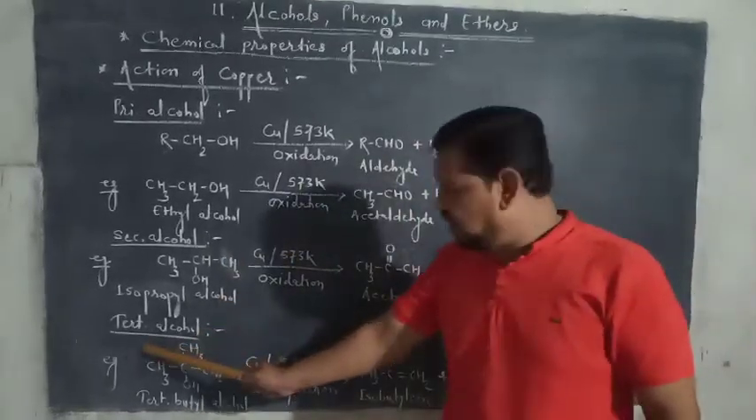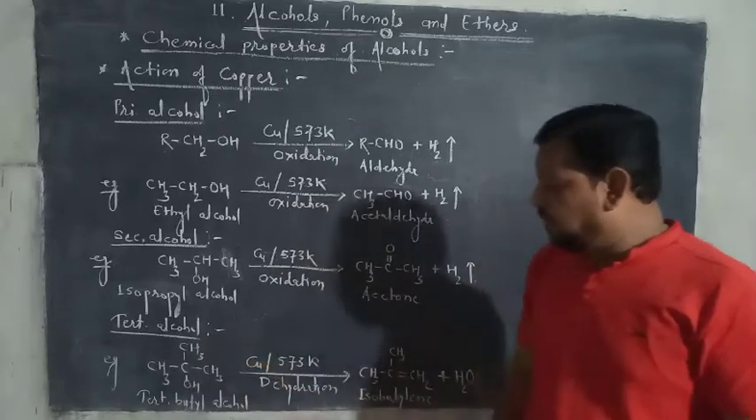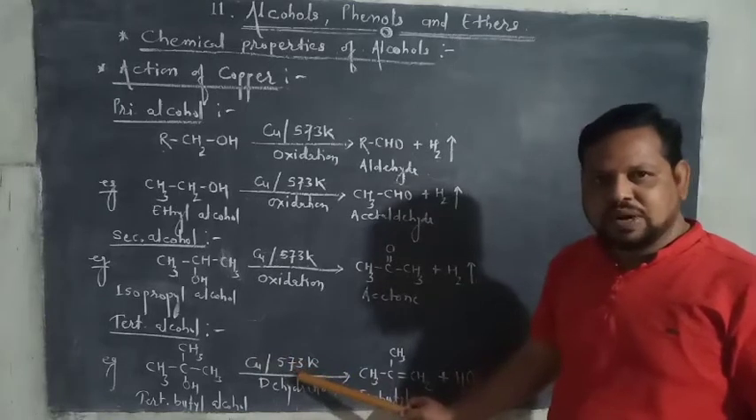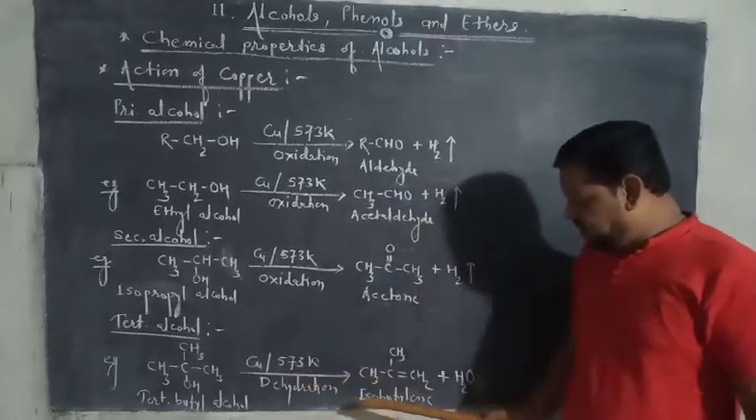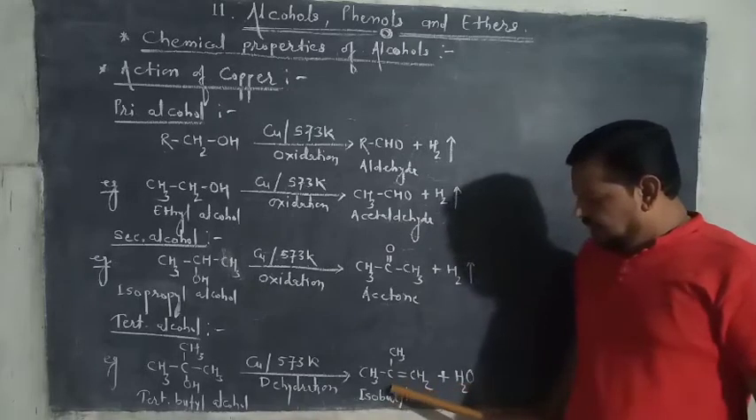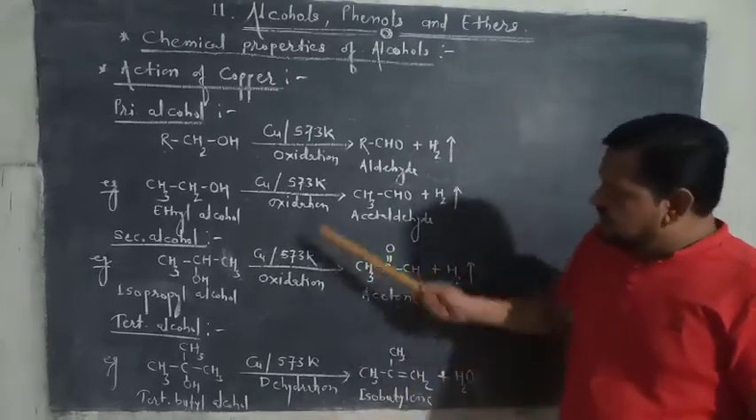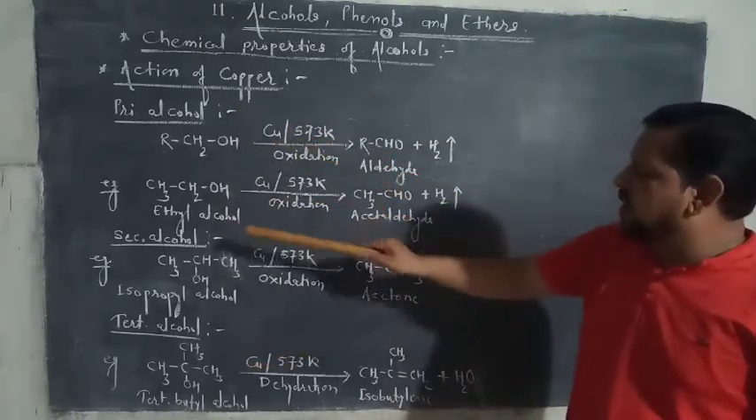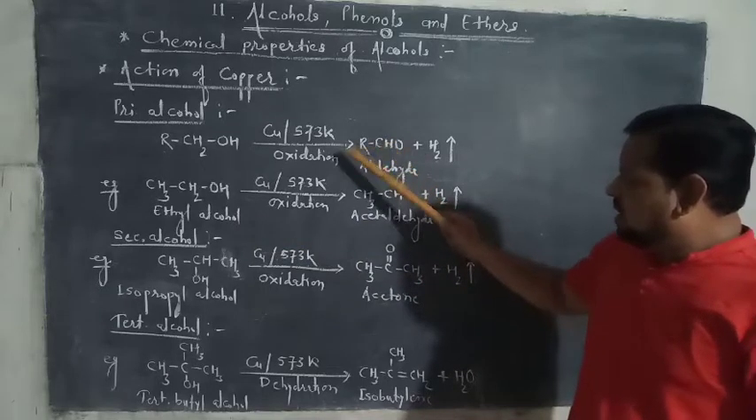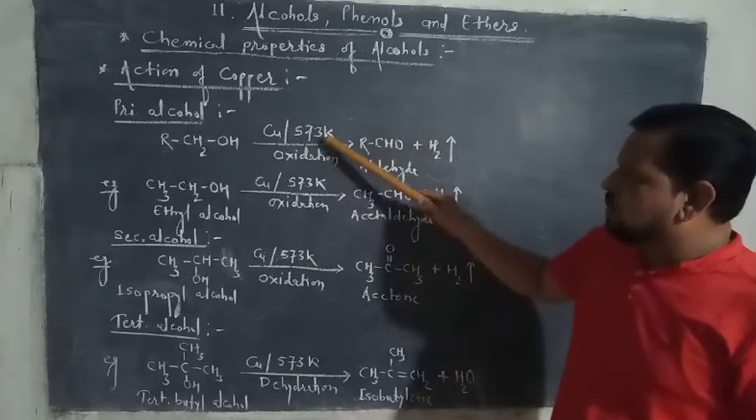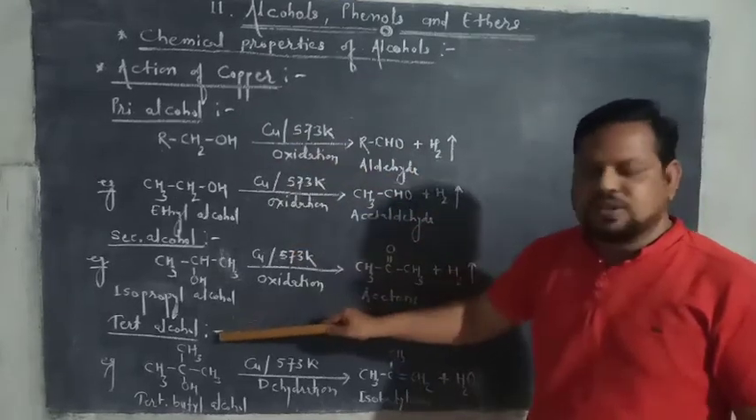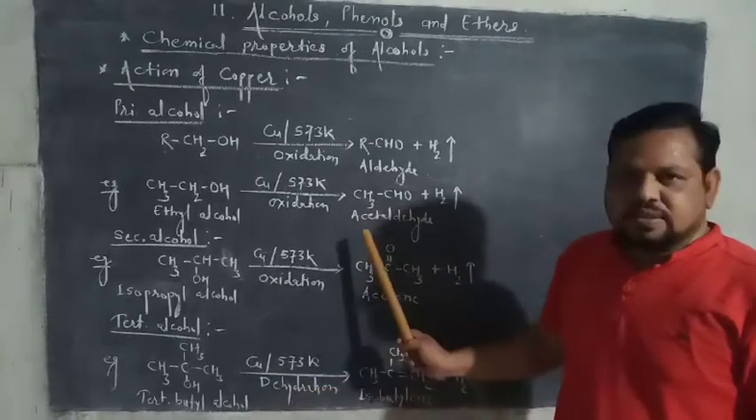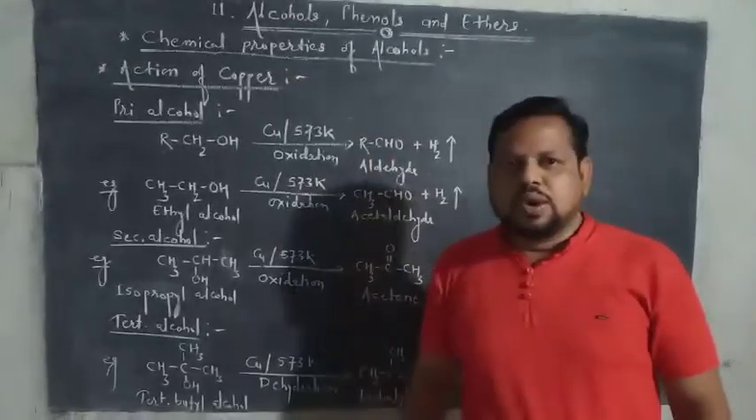But in case of tertiary alcohol, for example, tertiary butyl alcohol, it is dehydrated by copper at 573 Kelvin temperature, and on dehydration it removes the water molecule and gives isobutylene. See the difference between primary, secondary and tertiary alcohol. Primary and secondary alcohols give aldehyde and ketone by oxidation, but in case of tertiary alcohol, it is a dehydration reaction. Hence, the chemical properties of alcohol is completed.